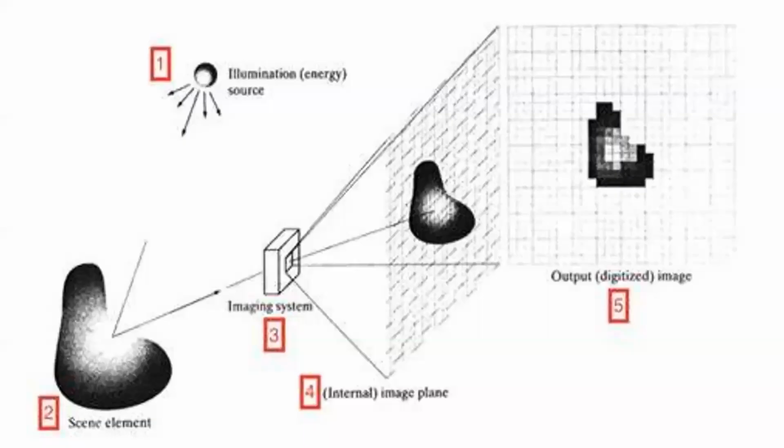You can see in this diagram the illumination light source, where the light is falling on the scene element. This light is reflected onto an imaging system or sensor material, which produces a digital output image that is inverted.